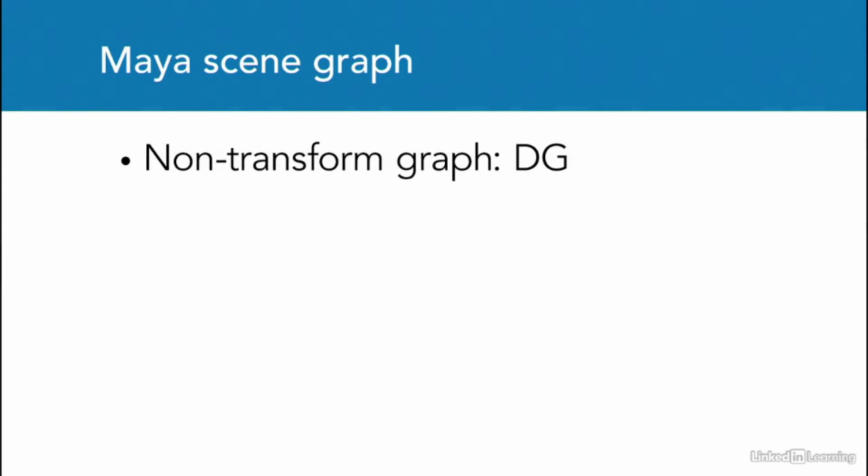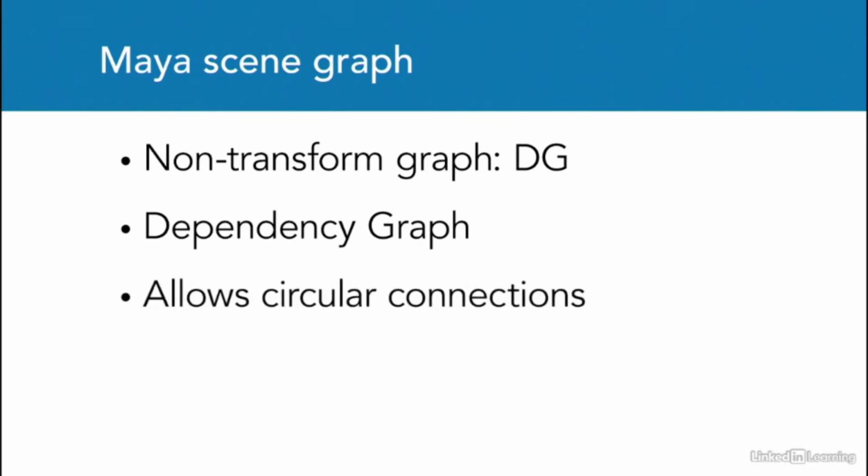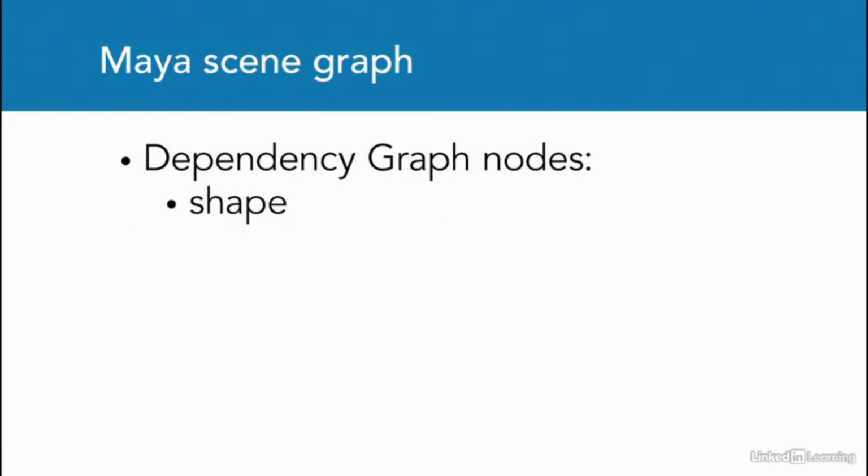All of the non-transform nodes are in a different scene graph with a very confusingly similar name, the DG. That stands for Dependency Graph. The dependency graph does allow circular dependencies. So, for example, the output of a node can be connected to an input on the same node. The most familiar category of dependency graph nodes is shape nodes, which define the forms of objects. A mesh shape node consists of polygons and various other attributes such as display properties.